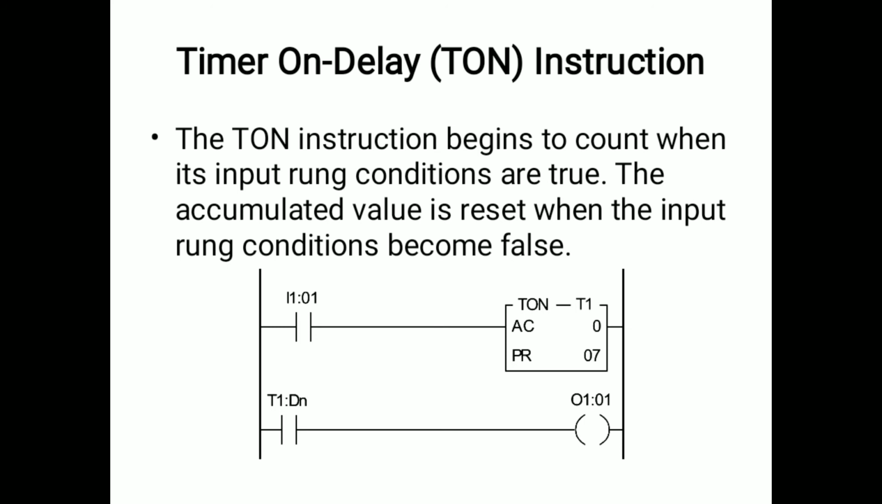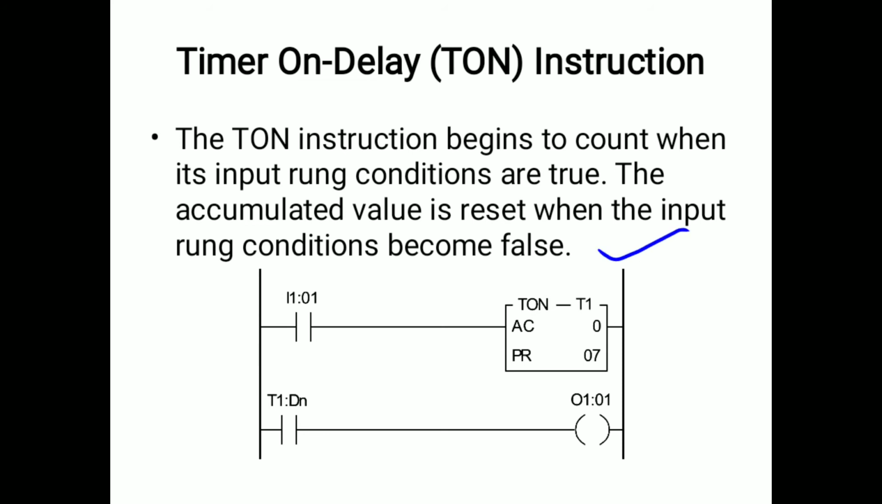Basically, how do we control any timer? For that we have two instructions: one is called the timer on instruction and another is the timer off instruction. Timer on instruction begins to count when its input range condition is true. The accumulated value is reset when the input range condition becomes false. So here we can see how we use the timer instruction.